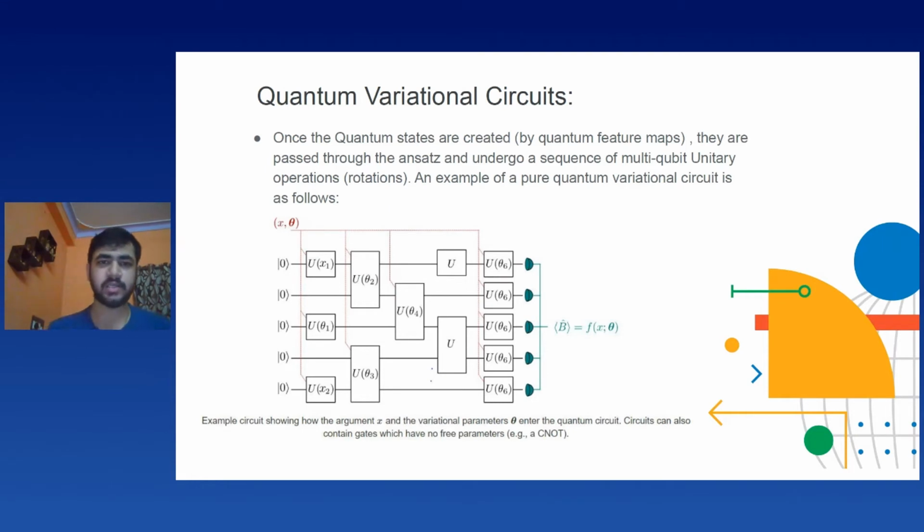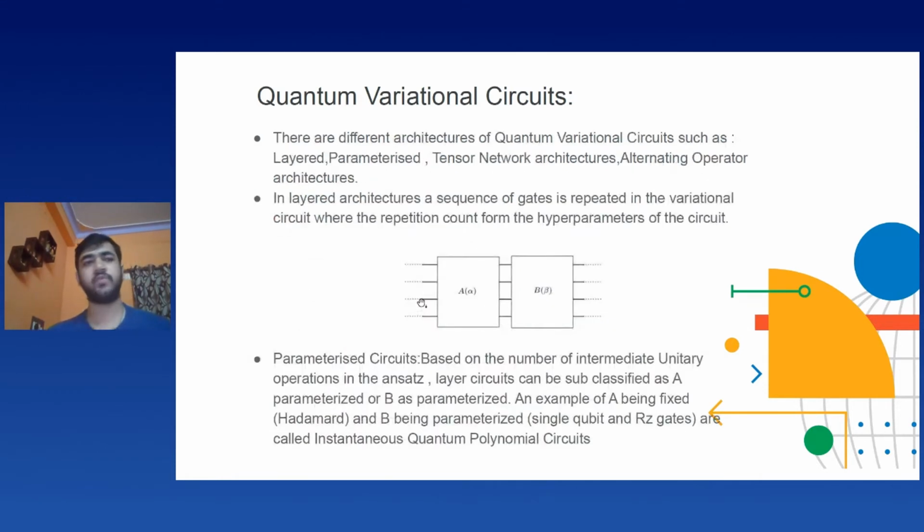A particular quantum variational circuit, or these are known as classical or pure quantum variational circuits, consist only of quantum qubits, right, and their rotations associated with it. But what happens if we try to combine these kinds of circuits with layers of any kind of libraries? So these libraries can be, let's say, from PyTorch, or TensorFlow, or any other machine learning library, right?